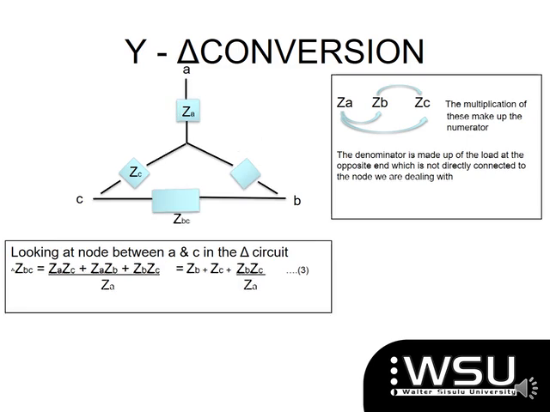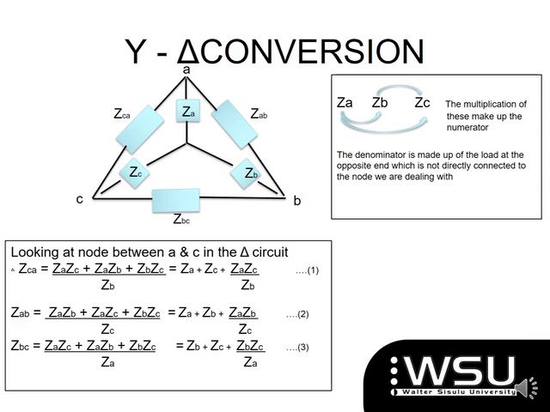Then we look at our last one, where you're looking at ZBC. So again, here you multiply all of them, and then for your denominator, it's going to be ZA, which is the one that is not interconnected to nodes B and C, that ZBC is connected to.